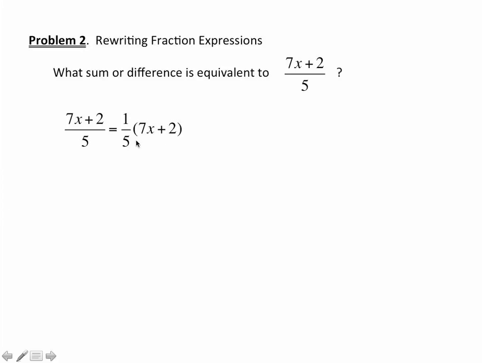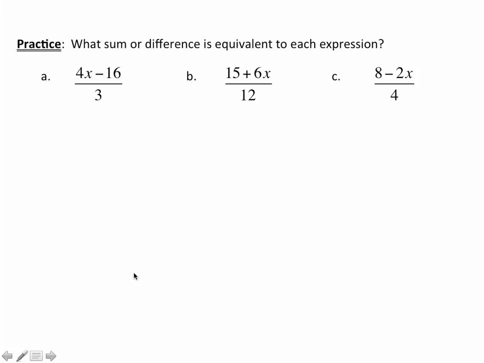Okay, I took this and I really made it a distributive property problem. So what you would see is that 1/5 times 7 is 7 over 5x, and then 1/5 times 2 is just 2 over 5. 1/5 times 7 is 7 over 5. 1/5 times 2 is 2 over 5. So 7 over 5x plus 2/5. So a couple to try. Let's take a look at them.